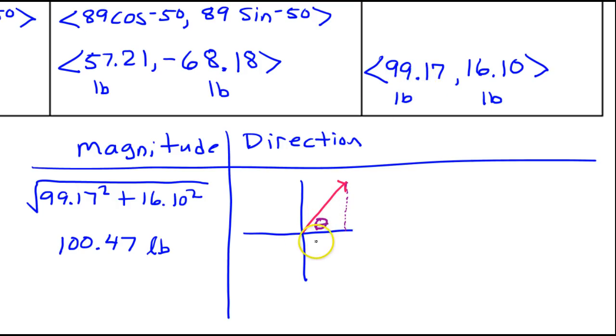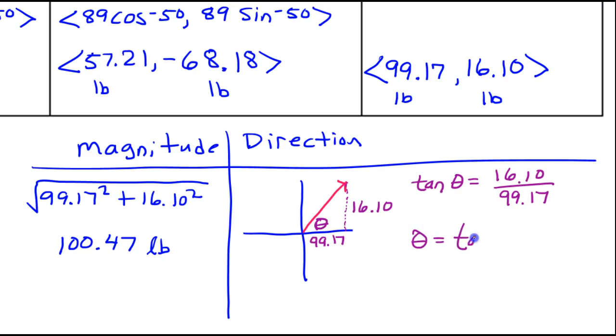The horizontal component is 99.17, so it goes here. The vertical component is 16.10. So the tangent of the angle or direction should be 16.10 over 99.17. Therefore, the direction should be the inverse tangent of 16.10 over 99.17.